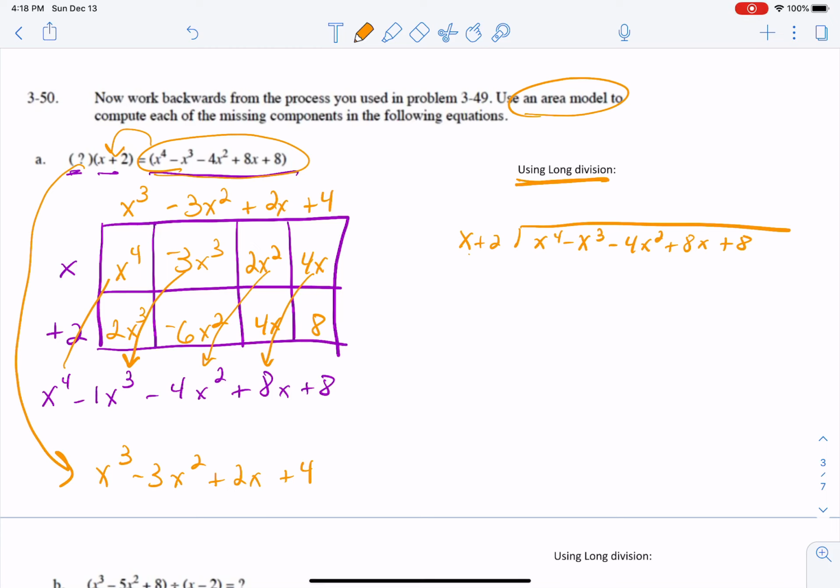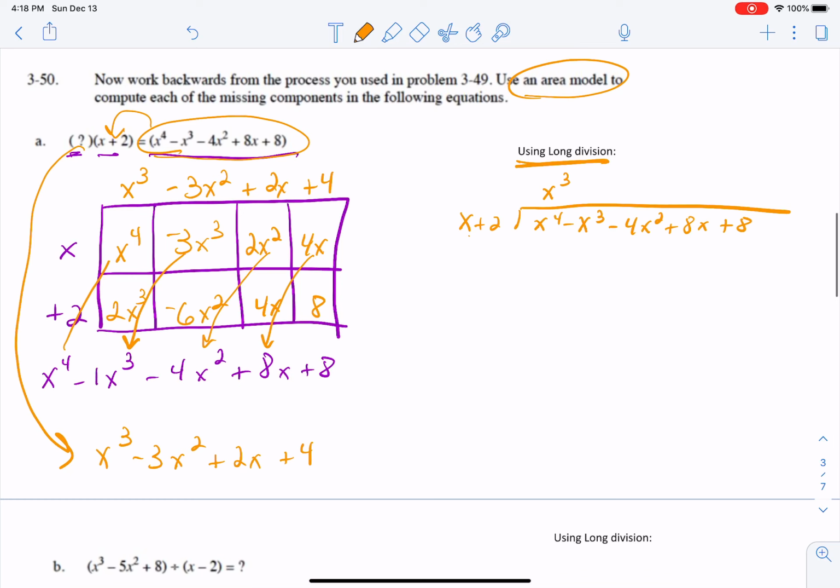what times x gives me an x to the 4th? X cubed. So multiplying x cubed times x and x cubed times 2, and then subtracting, x to the 4th minus x to the 4th is 0. Negative x cubed minus 2x cubed is negative 3x cubed. So what times x gives me a negative 3x cubed? A negative 3x squared.